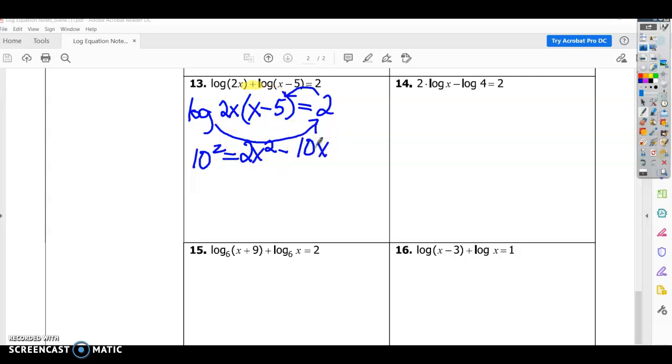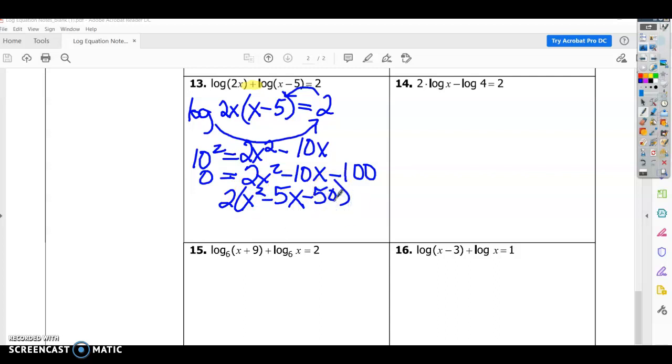All right, now we're going to set this equal to 0. So I'm going to have 2x squared minus 10x, and 10 squared is 100. So if I subtract 100 from both sides, that sets this side equal to 0. Now you will need to factor. We're going to factor out a 2 because they have a common term. So I'm going to factor out a 2. That leaves me with x squared minus 5x minus 50.